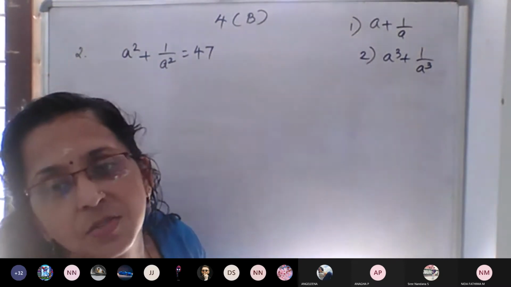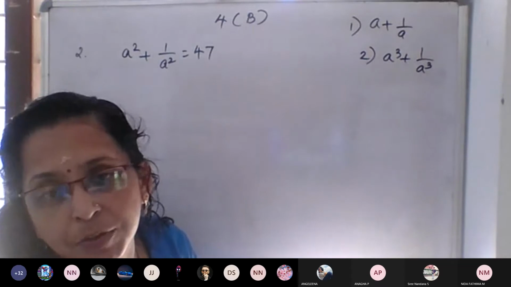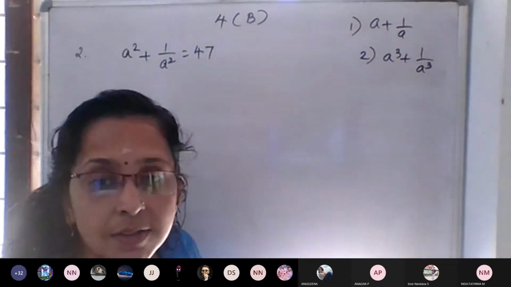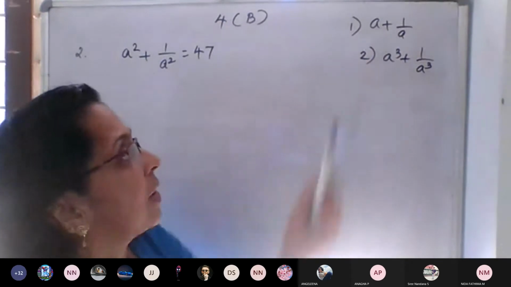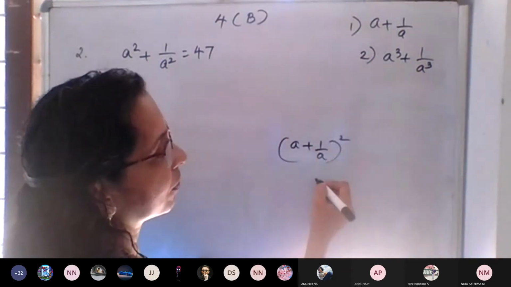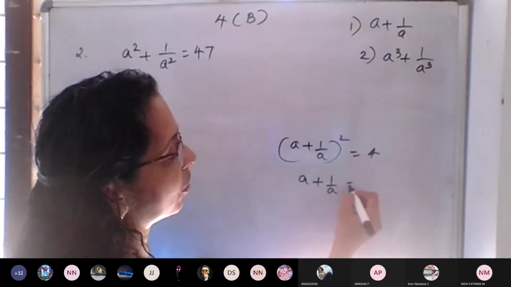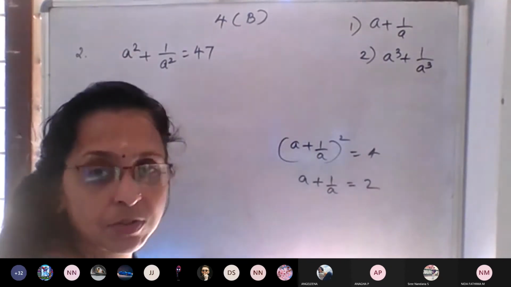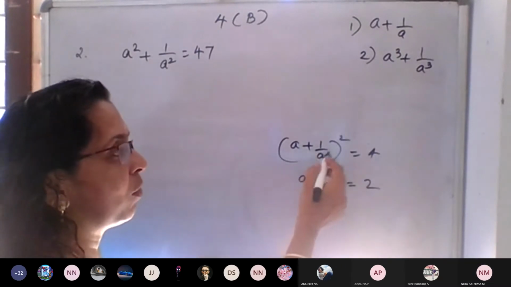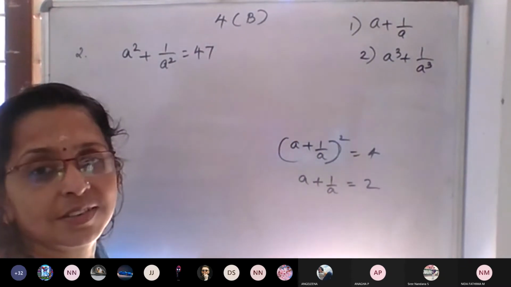So some connection: a square plus 1 by a square, if we do something, it will be in the form of a plus 1 by a whole square. Then if we take the square root of that, we will get a plus 1 by a. Suppose the whole square is 4, then a plus 1 by a will be what? Root of 4, we can take positive value 2. So expansion of a plus 1 by a whole square is what?